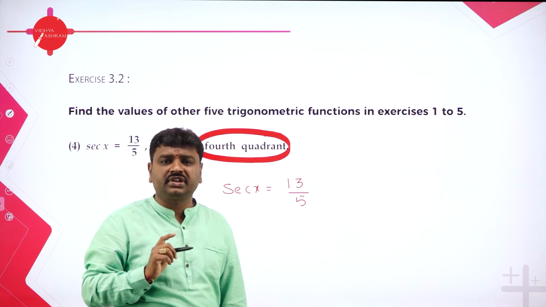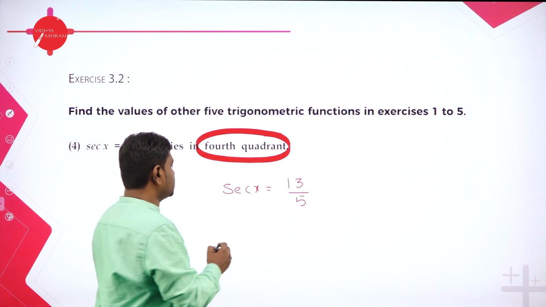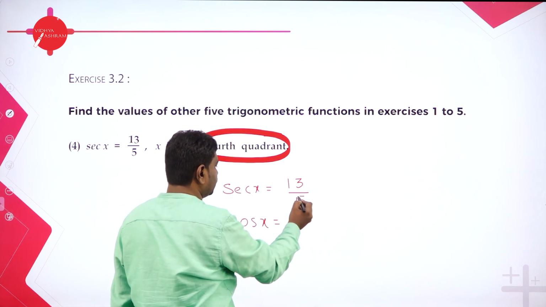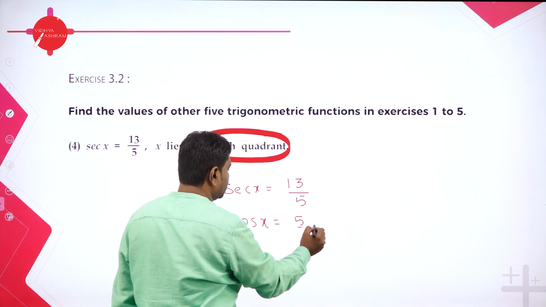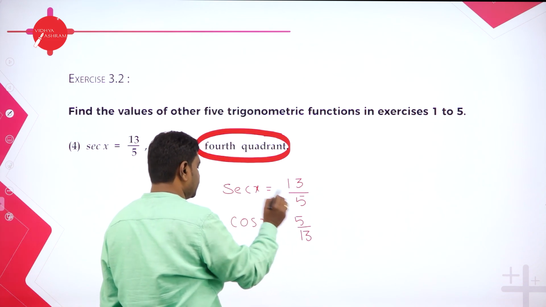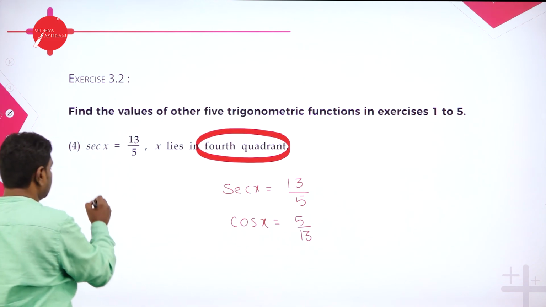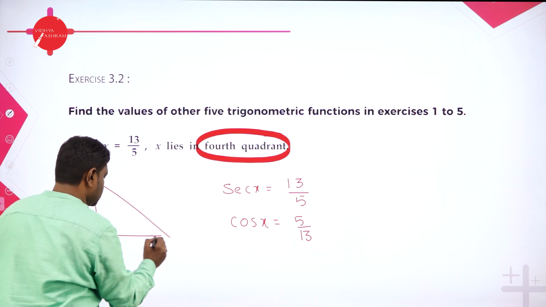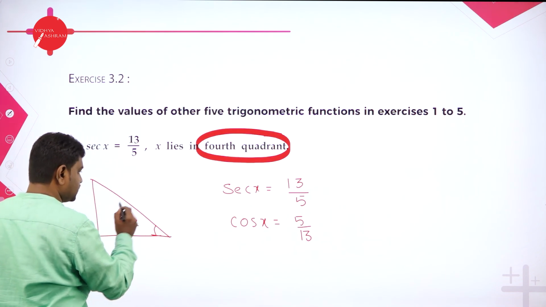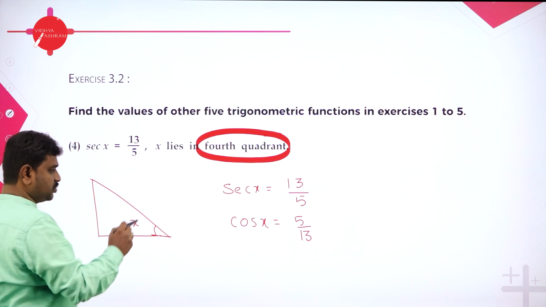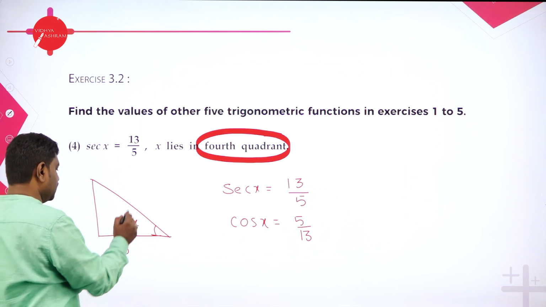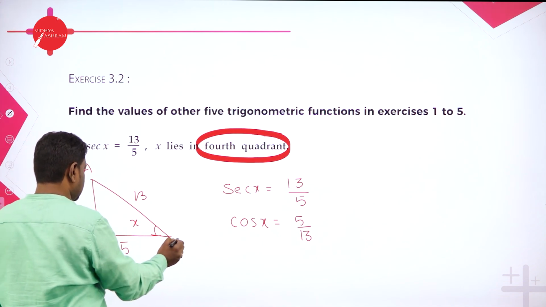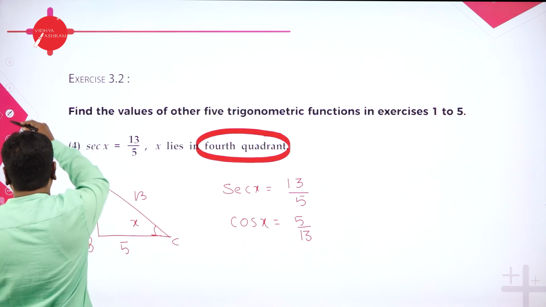What is the reciprocal of secant? Cos. So cos x is the reciprocal of secant x, reverse of it, 5 by 13. So we got one function. For cos, we'll draw the triangle. We'll take a right angled triangle as usual. In this right angled triangle, this is x, and cos means adjacent divided by hypotenuse. If I take A, B, C, adjacent is 5, hypotenuse is 13.